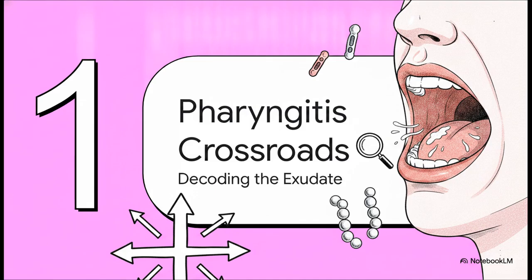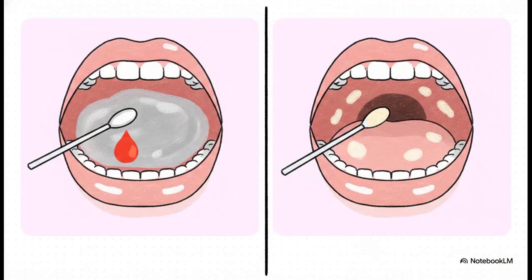Okay, Section 1, the pharyngitis crossroads. Let's decode that exudate. When it comes to diphtheria, which is caused by Corynebacterium diphtheria, you aren't just looking at your run-of-the-mill exudate. You're actually looking at a pseudomembrane. It's got this distinct gray or white color, and here's the absolute key difference you need to remember. It is firmly adherent. If you try to scrape or pull that diphtheria pseudomembrane off, it will actively bleed.